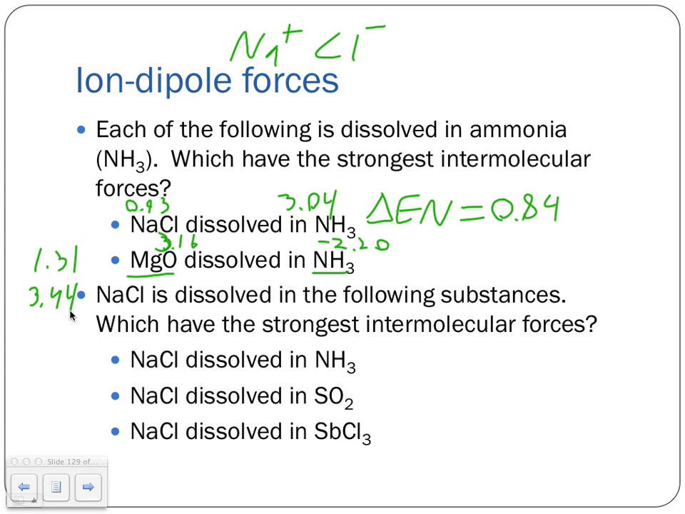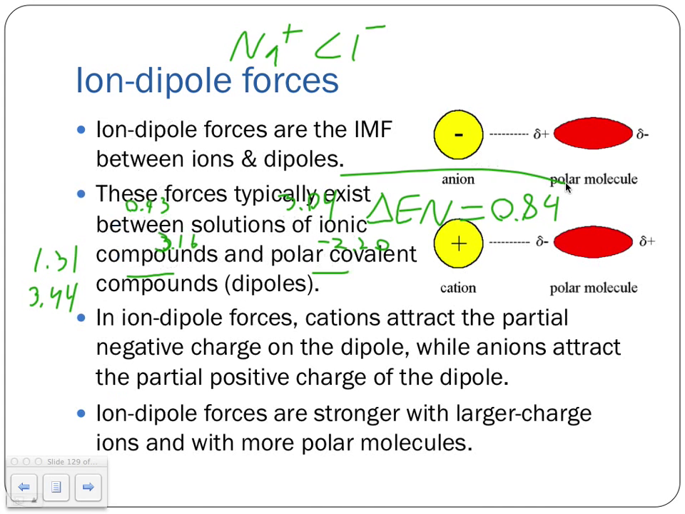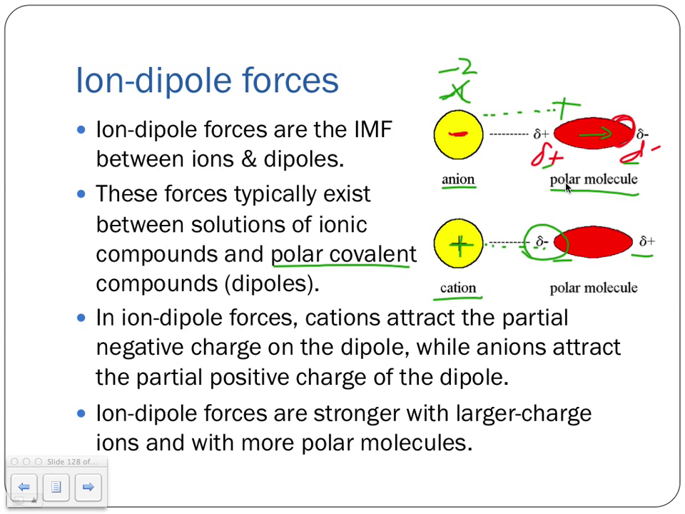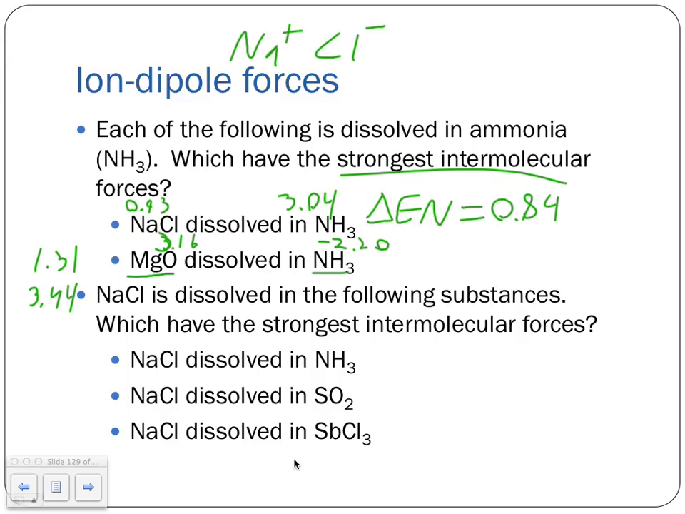But the question is, which one has the strongest intermolecular forces, specifically the strongest ion-dipole forces? Well, we said there were 2 factors that affected this: larger charge ions and more polar molecules. Well, the molecules have the same polarity. They both have that electronegativity difference of 0.84. But what about this MgO? What does it break up into? Well, magnesium, if we look at it, has 2 valence electrons. Since it has a low electronegativity, it's going to want to get rid of those in this ionic bond.